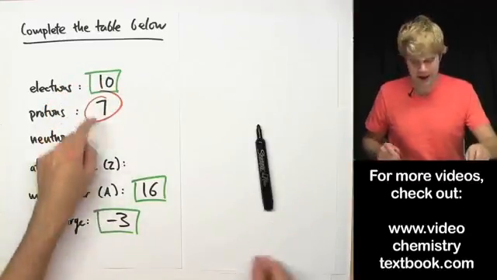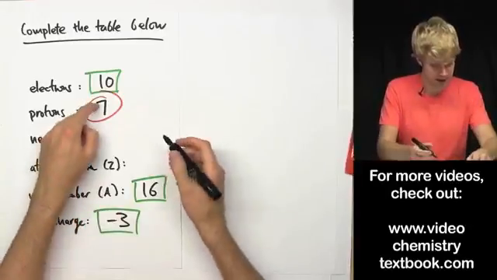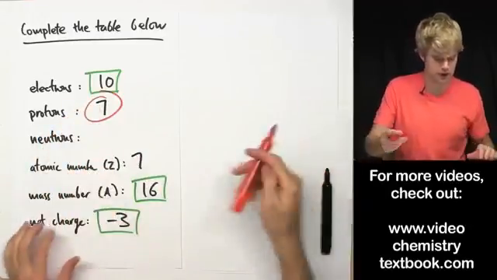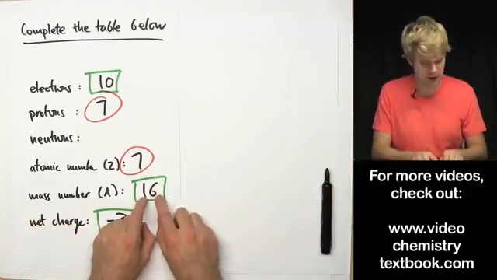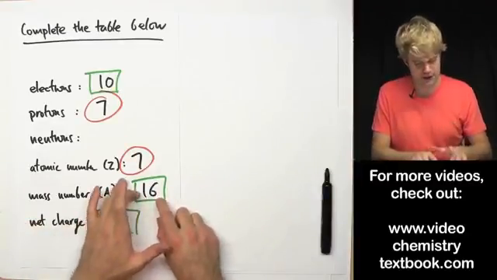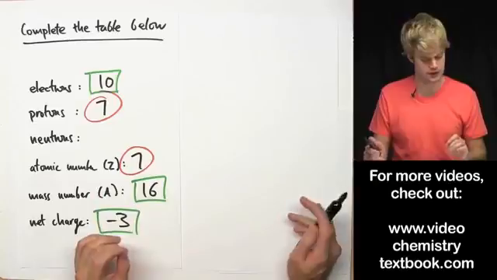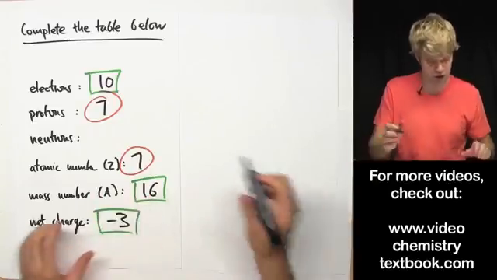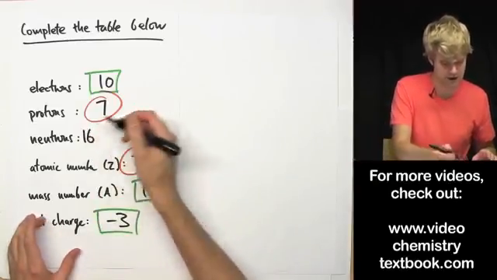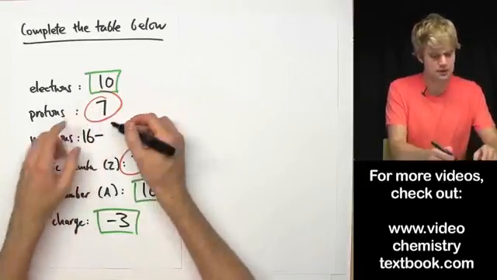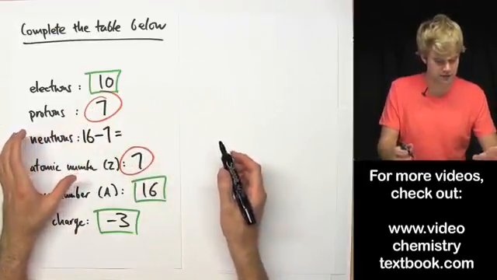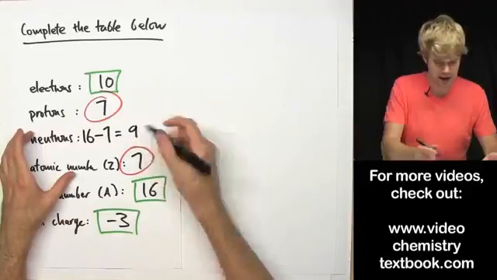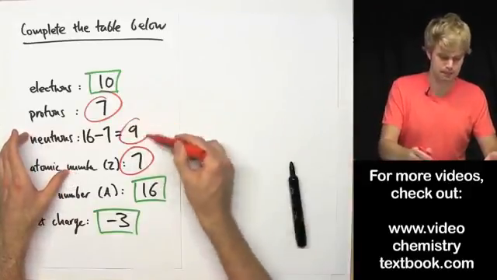Now I know that my atomic number is the same as my number of protons, so that is also going to be 7. The mass number here is the number of protons plus the number of neutrons. So to get just the number of neutrons, I take the mass number, protons plus neutrons, minus the number of protons, 7, and that is going to give me 9 neutrons.